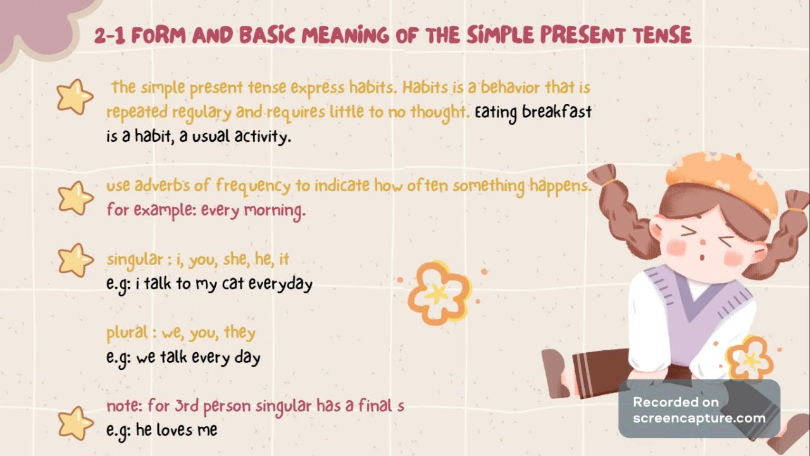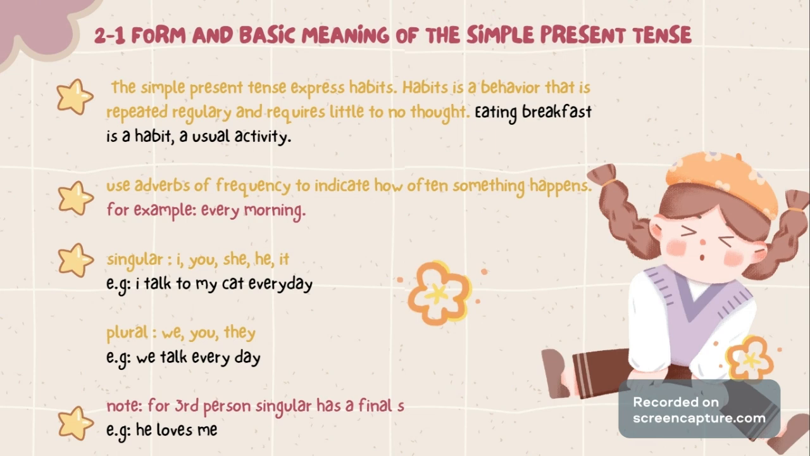Use adverbs of frequency to indicate how often something happens. For example, every morning. It indicates that we always do that in the morning, like every morning on Monday, Tuesday, Thursday, Friday, Sunday.